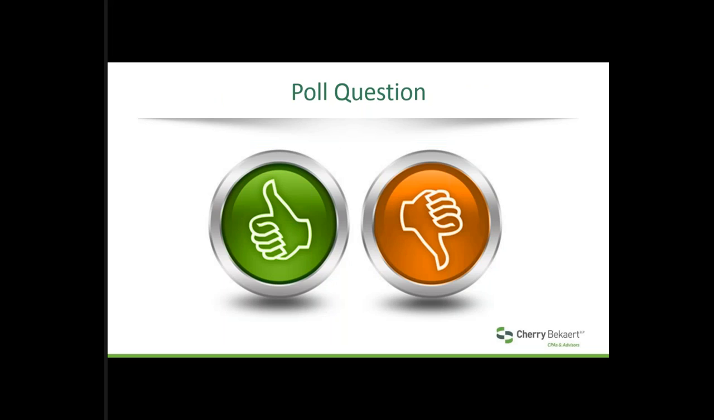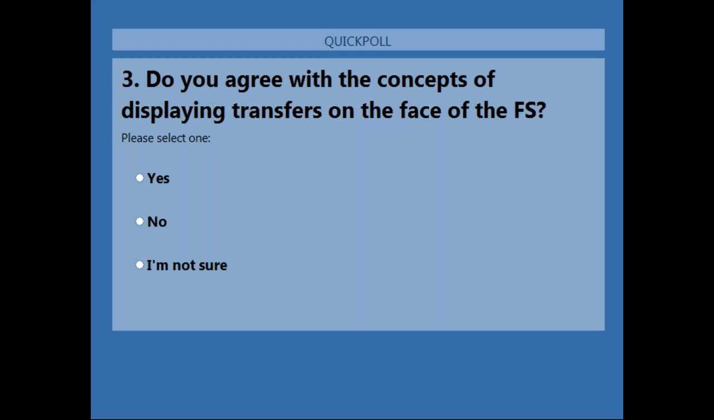We've got another polling question that we can go ahead and pull up. I know that was a lot to take in, but do you agree with the concepts of displaying transfers on the face of the financial statements? Yes, we understand why that would add some clarity and transparency. No, or I'm not really sure, or kind of indifferent on whether or not this would come through with the exposure draft. We'll give everyone a little bit of time to answer that, and also just a reminder, because I know everybody wants that CPE, to make sure you hit submit.